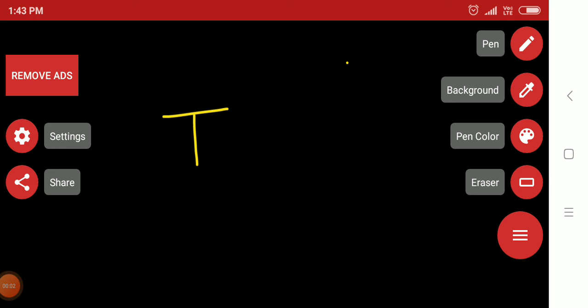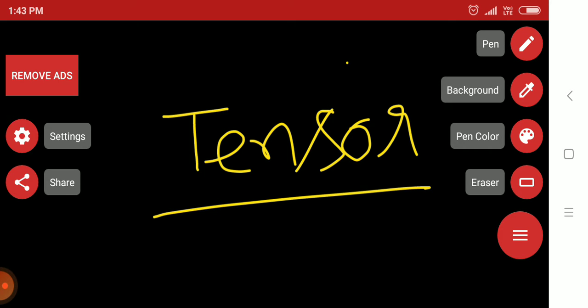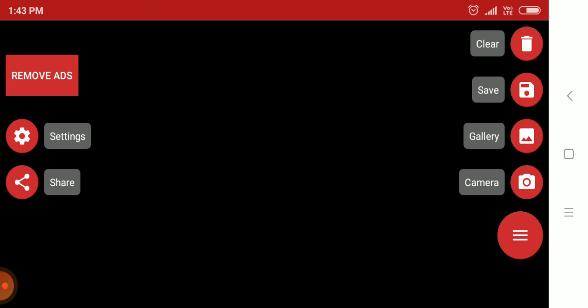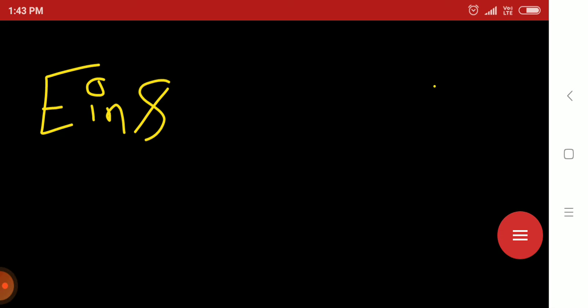Friends, today I am restarting our second part on tensor. In the first part I introduced you to the basic concept of tensor. Today I am going into the deeper details of tensor. For going into the deeper details of tensor, first of all you have to know one thing, that is Einstein summation.